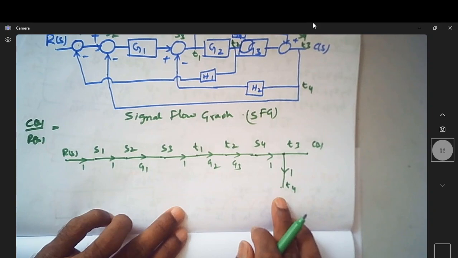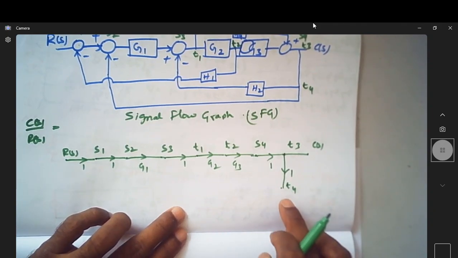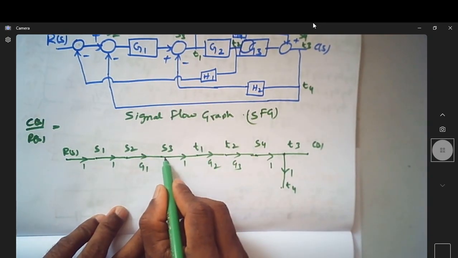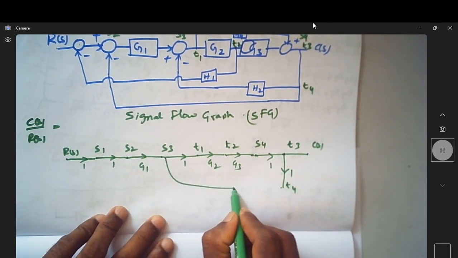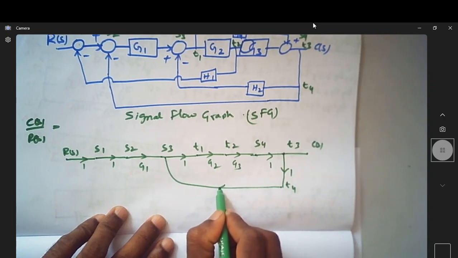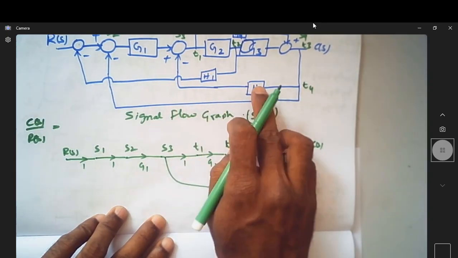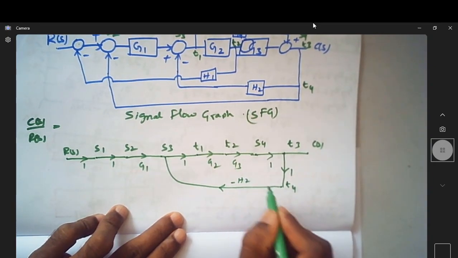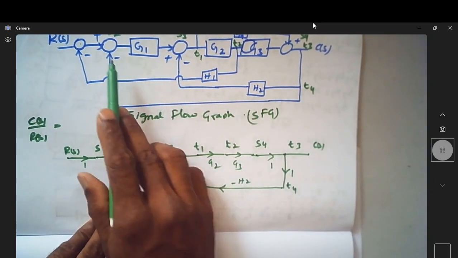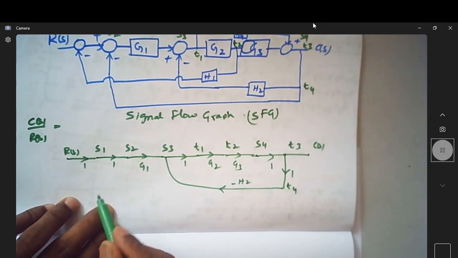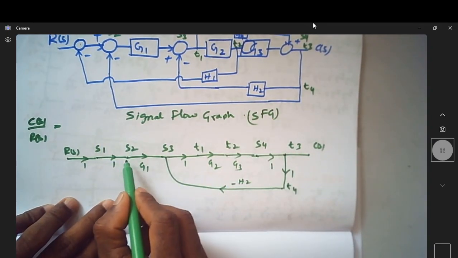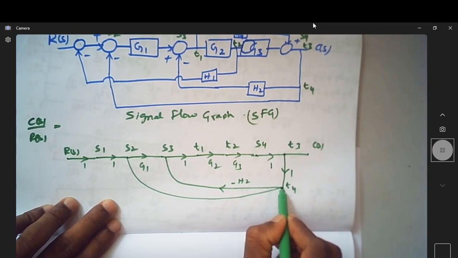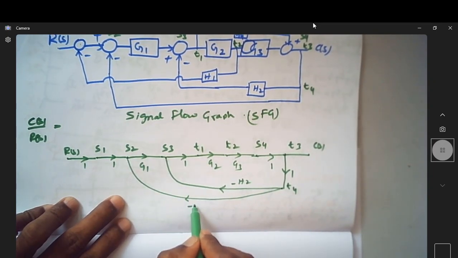Now let us start connecting the things. From T4 it is going to S3. The arrow mark is this way, and the magnitude is H2, with a minus sign, so it is minus H2. From the same T4 it is going to S2, the path gain is just 1, so it is minus 1. So it is going to this with a gain of minus 1.